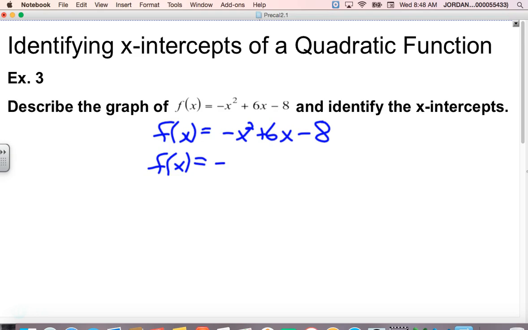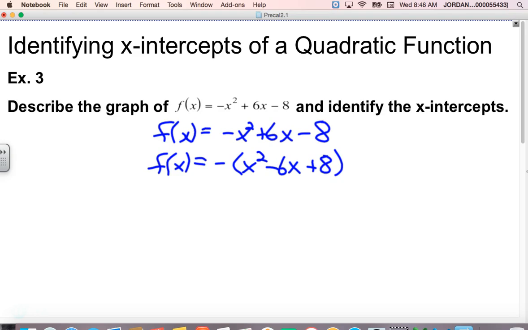So take out a negative, in parentheses. What does that do? It changes the sign on everything, so every term is going to have a different sign. We're going to have positive x squared. We take out a negative from positive 6x, it makes it negative 6x. We take a negative away from negative 8, it makes it positive 8. So now at this point, we're going to factor this trinomial.